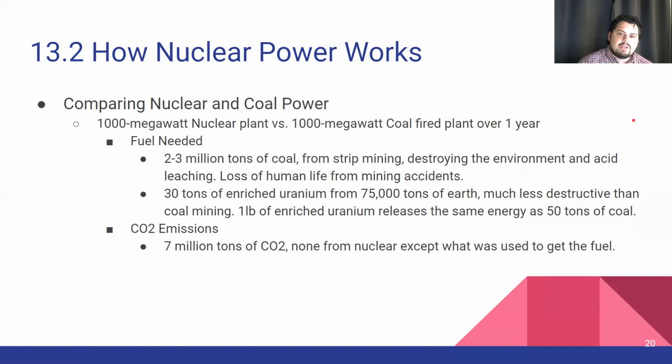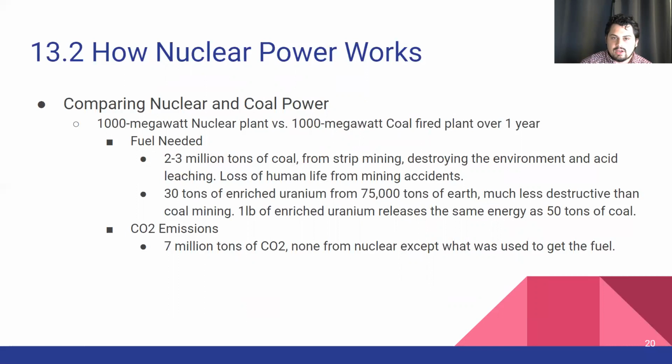So comparing nuclear power plants with coal power plants. So for the same amount of electrical generation of 1,000 megawatts, we're going to look at 1 year's worth of data, right? So for 1 year at a 1,000 megawatt coal power plant, you're going to need 2 to 3 million tons of coal, not 2 to 3 million pounds of coal, 2 to 3 million tons. So 2 to 3 times 2,000 pounds of coal. It's a lot of coal. And as we learned last chapter, most of that is going to be coming from something like strip mining, which is very destructive to the environment.